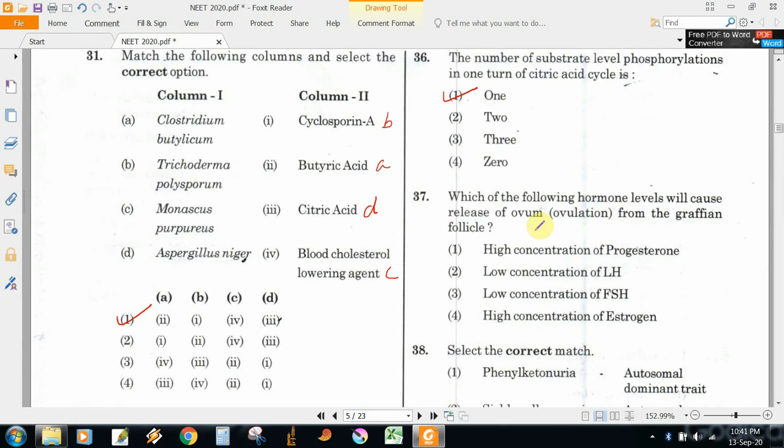So the 37th question we are having: which of the following hormone levels causes the release of ovum, or ovulation, from the Graafian follicle? High concentration of progesterone, low concentration of LH. Third option is low concentration of FSH. The fourth option is high concentration of estrogen.